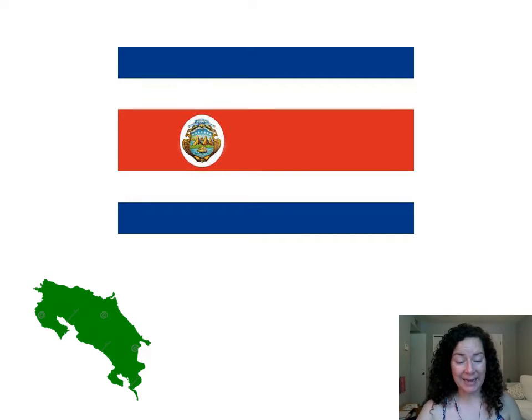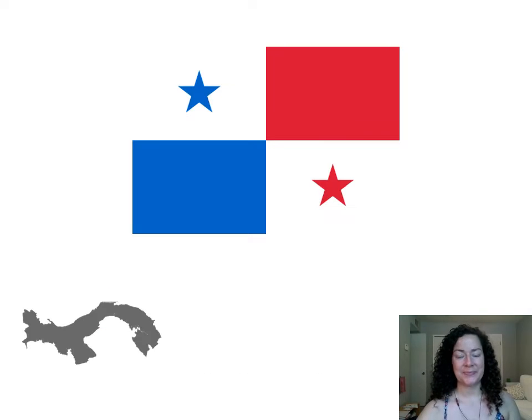And Costa Rica is the next country. It's a thin country, and it's right underneath Nicaragua, and the color is green. And this is where I grew up, Costa Rica. Next to it, below Costa Rica, and at the bottom of our North America puzzle map, is Panama. And Panama on our puzzle map is gray.